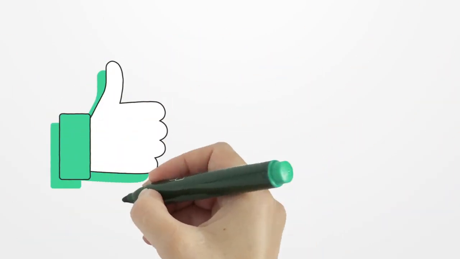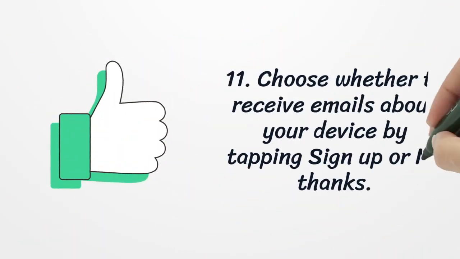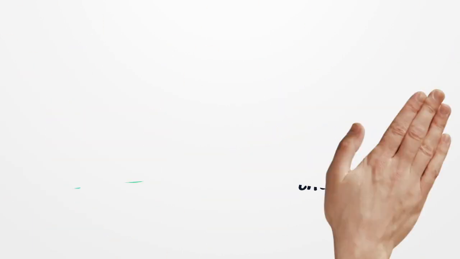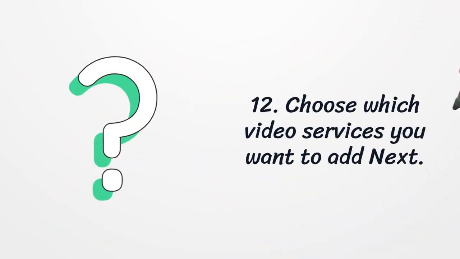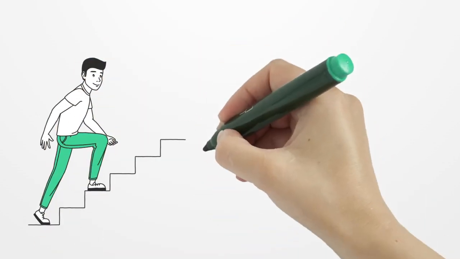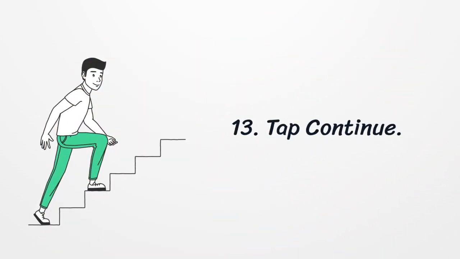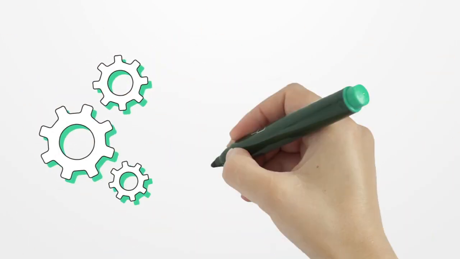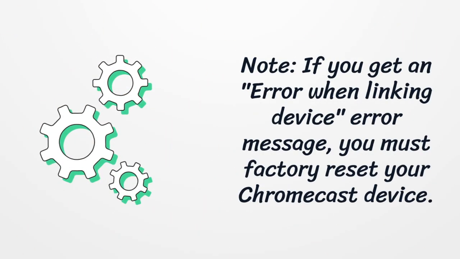11. Choose whether to receive emails about your device by tapping Sign up or No thanks. 12. Choose which video services you want to add. 13. Tap Continue. 14. Note, if you get an error message when linking the device, you must factory reset your TV.